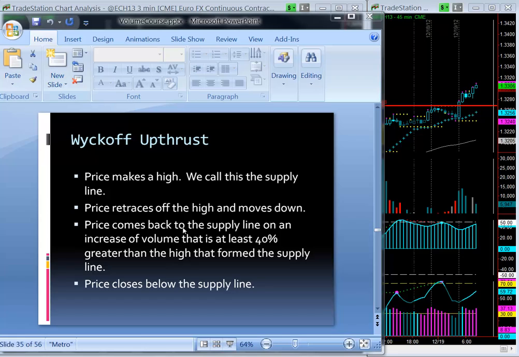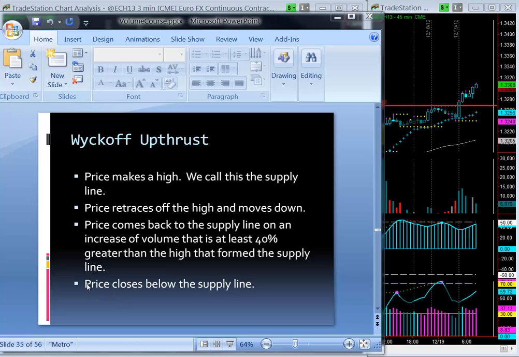Okay, price then comes back to the supply line on an increase of volume that is at least 40% greater than the high that formed the supply line. Price did come back, made a new high, and it was on volume that was 50% greater. Wyckoff used 50%. I have lowered it to 40% in my own trading.